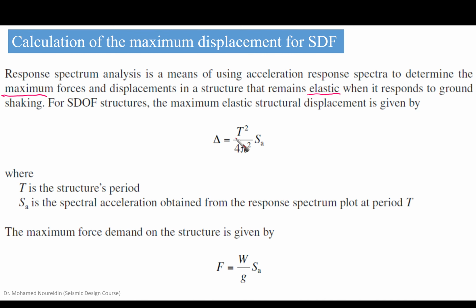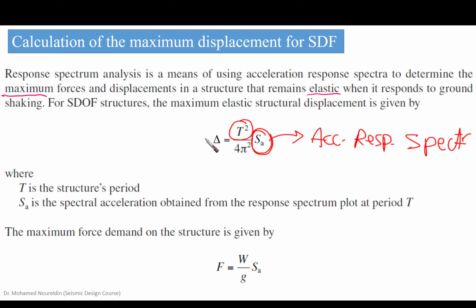So let's see it in a clearer form. This SA is going to be obtained from the acceleration response spectrum, and this T is given for us. Then we can obtain delta, which is the maximum delta. T is the structure period, and SA is the spectral acceleration obtained from the response spectrum plot at period T. We're talking about acceleration.